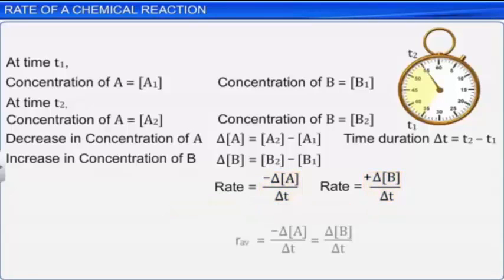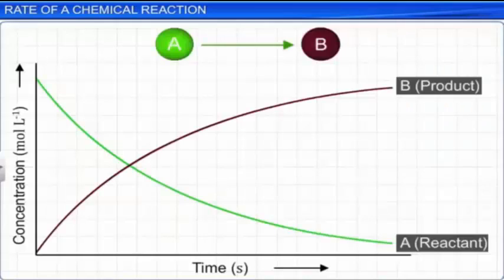This is called the average rate of chemical reaction, which is given by this equation. If we plot the concentration of A and B against time, we get the graph shown here.